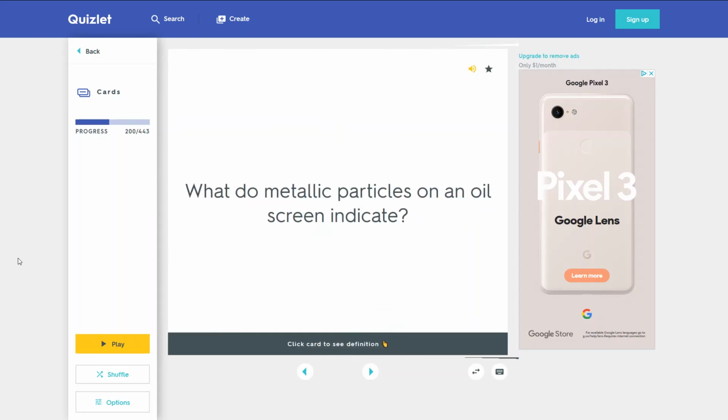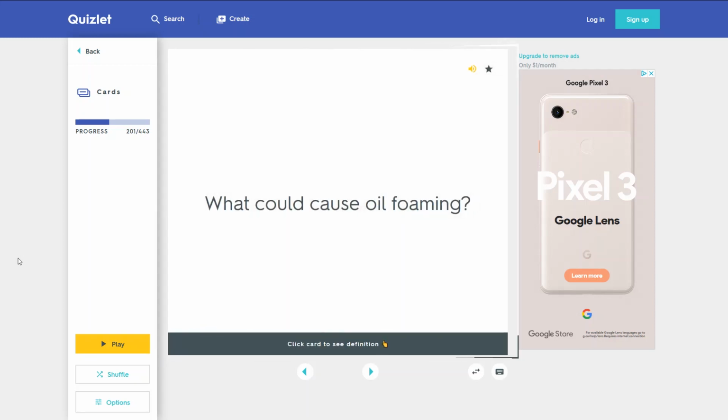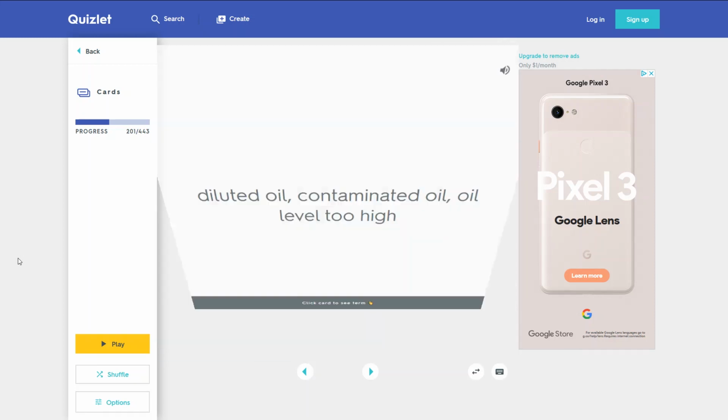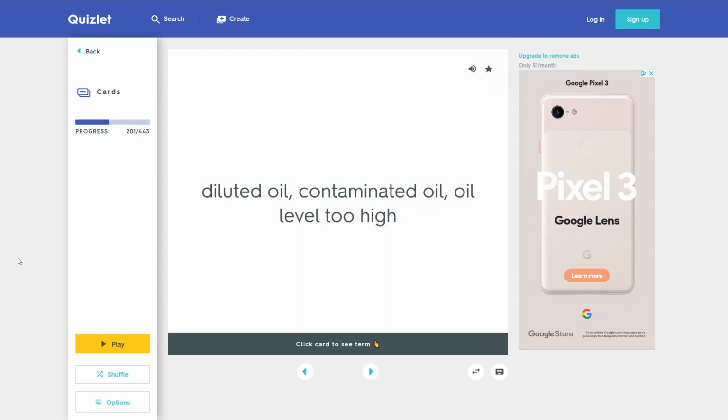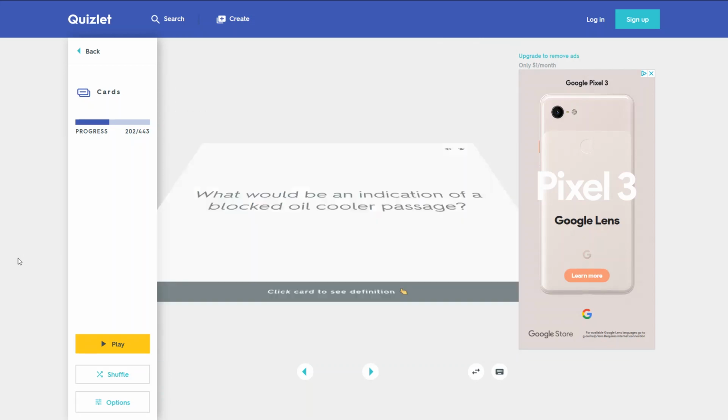What do metallic particles on an oil screen indicate? They may indicate internal failure of the engine or abnormal wear. What could cause oil foaming? Diluted oil, contaminated oil, oil level too high. What would be an indication of a blocked oil cooler passage? High oil temperature.